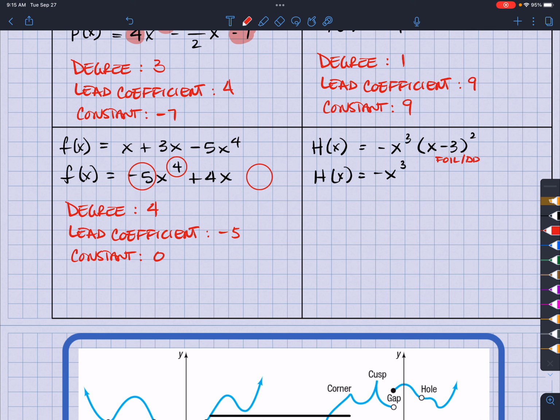And that's going to give me x squared minus 6x plus 9. And when I distribute the x cubed through, I'm going to have h of x equal to -x to the 5th plus 6x to the 4th minus 9x to the 3rd. So now let me go ahead and bring this over.